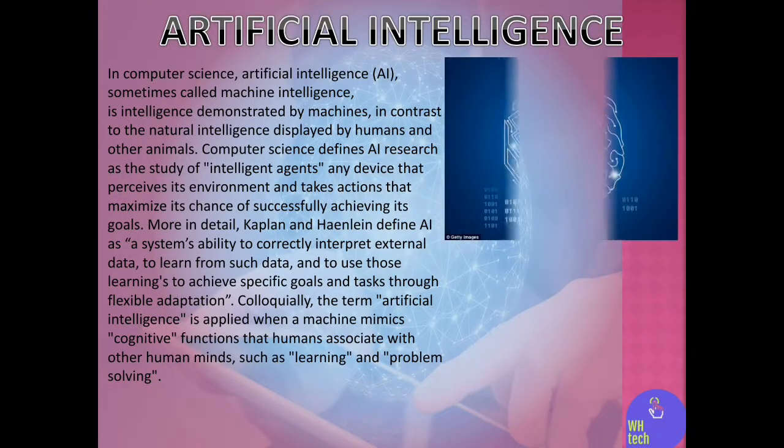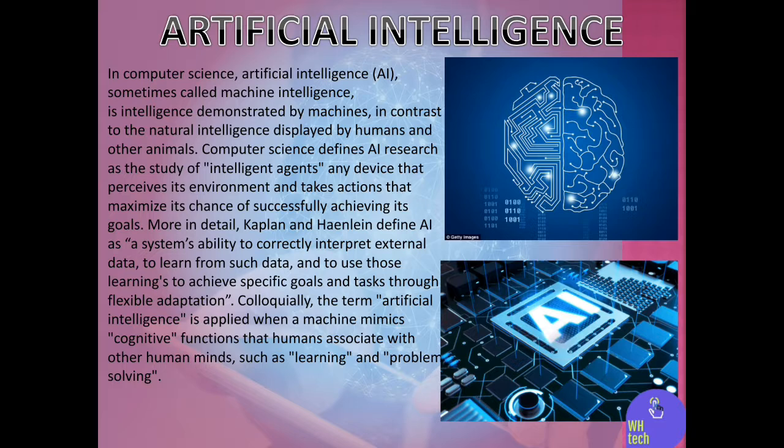So now our third topic will be artificial intelligence. So let's discuss this topic. In computer science, artificial intelligence, which we can also say as AI, sometimes called machine intelligence, is intelligence demonstrated by machines in contrast to the natural intelligence displayed by humans and other animals.